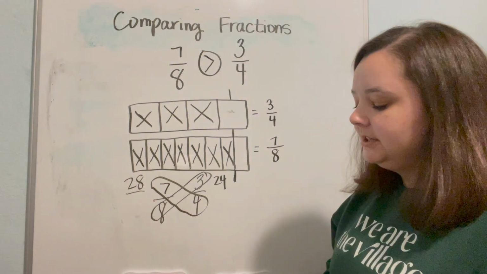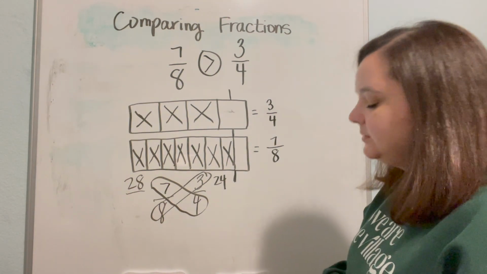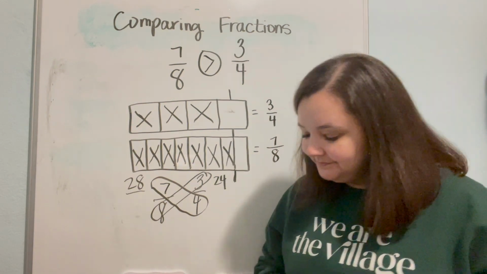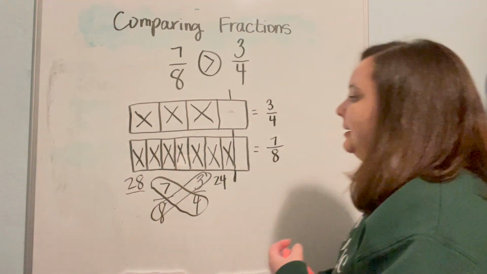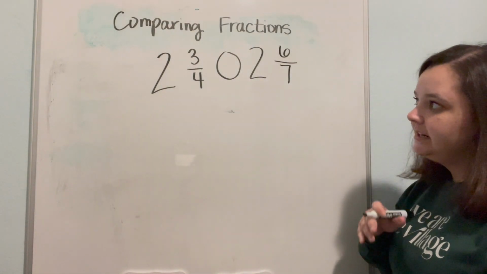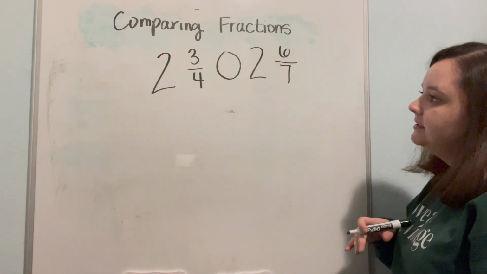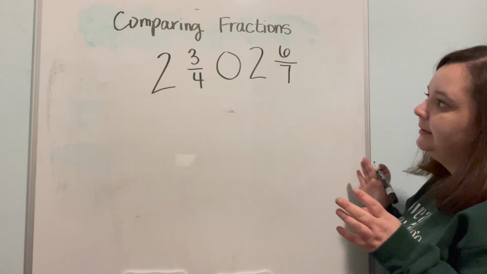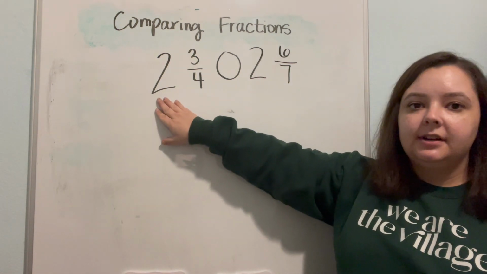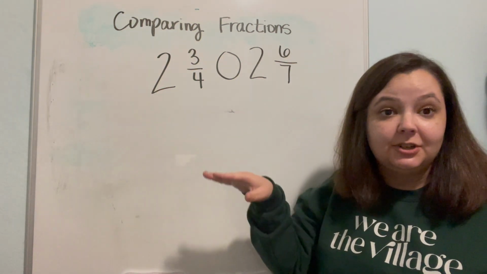Now, in just a second, we're going to look at how we compare mixed numbers, as well as how we compare mixed numbers and improper fractions, because we do see those come up as well. All right, so we have two mixed numbers here. We have 2 3/4, and we have 2 6/7. So the thing to know about when you're comparing mixed numbers is that you always start by looking at the whole number. Because if the whole numbers are different, then you can just ignore the fraction altogether.